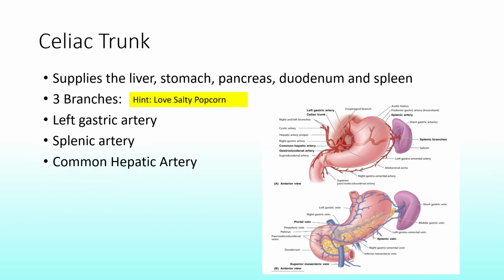The celiac trunk supplies the embryonic foregut to the upper parts of the abdomen. This includes the liver, stomach, esophagus, pancreas, duodenum, and the spleen. Okay? The celiac trunk also has three more branches. So these are the left gastric artery, the splenic artery, and the common hepatic artery. So another mnemonic, love salty popcorn.